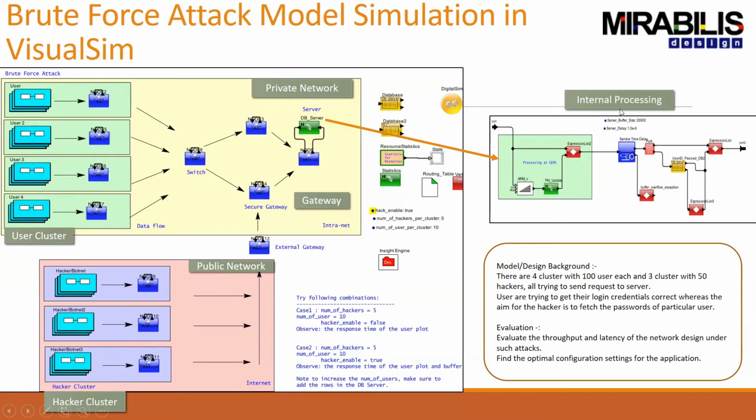For internal processing, we are using a software emulator which is present in VisualSim, and we will run the model in VisualSim in 2 modes. First is the normal mode, where there is no hacker activity, and second is the attack mode, where there is hacker activity. So let's run the model.